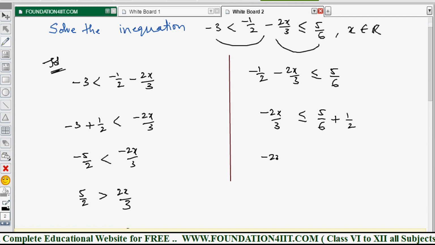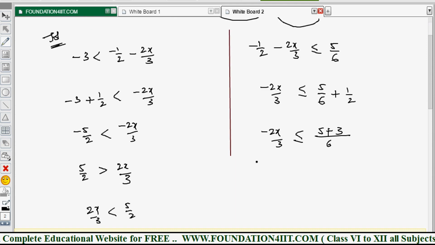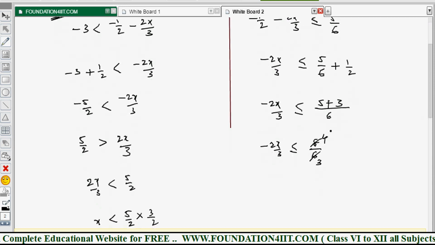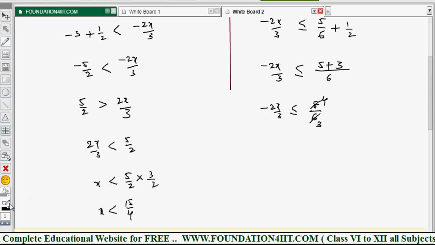Okay. Then minus 2x by 3 less than or equal to, do LCM, 5 by 6 plus 1 by 2. So 6 is LCM, 5 plus 3 it is. Okay, 2 into 6, 3 times, 3 ones are 3. That's 8 by 6, 4 by 3 we can simplify. So minus 2x by 3 is less than or equal to 8 by 6. Cancel this 3 and 4. And if you multiply 3 on both sides, this 3 also gets cancelled. That means minus 2x less than or equal to 4.